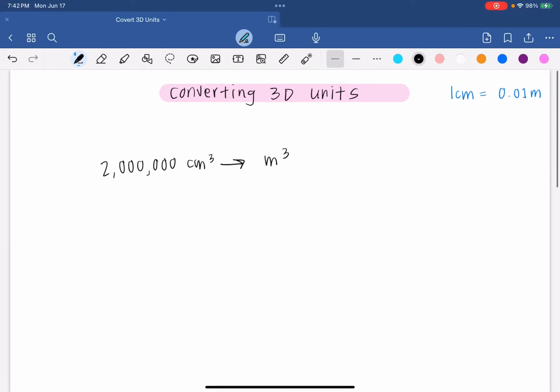All right, so today we're going to be converting 3D units. Our first unit is 2 million centimeters cubed, and we're going to put that into meters cubed. If you'll look in our top corner, I have a little key, and it says 1 centimeter is equal to 1/100th of a meter. Personally, I like to also think of this as 100 centimeters is equal to 1 meter.